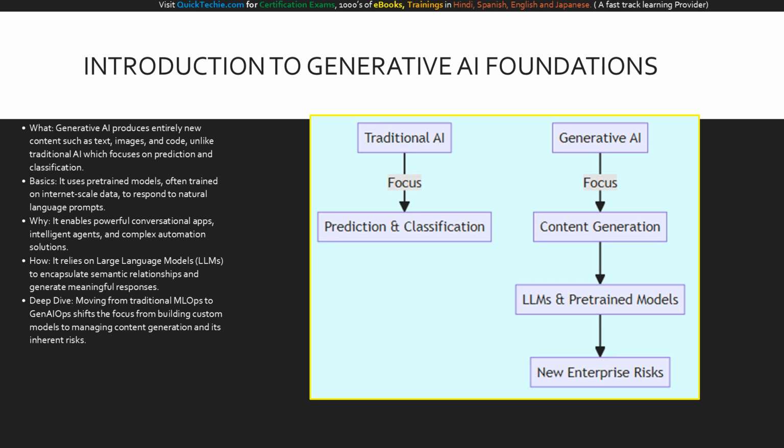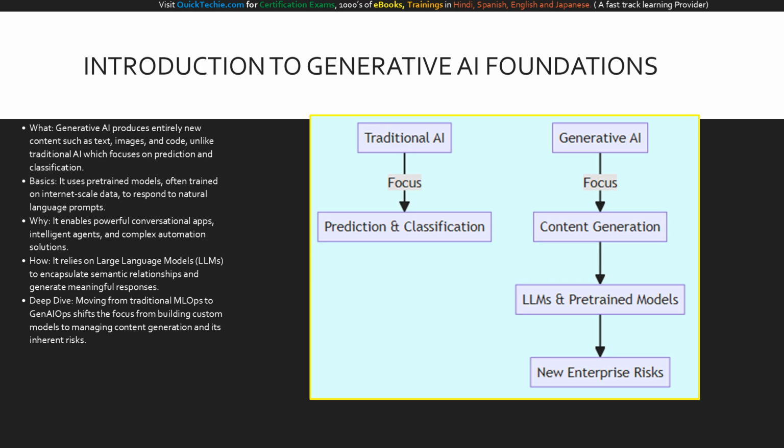What exactly is it? While traditional artificial intelligence focuses on analyzing data to make specific predictions or classifications, generative AI represents a paradigm shift because it actually creates new, original content like text, images, or code. At a basic level, it relies on massive, pre-trained models that understand natural language prompts. Why does this matter for your business? Because this technology unlocks unprecedented automation and conversational capabilities that were unimaginable just a few years ago.